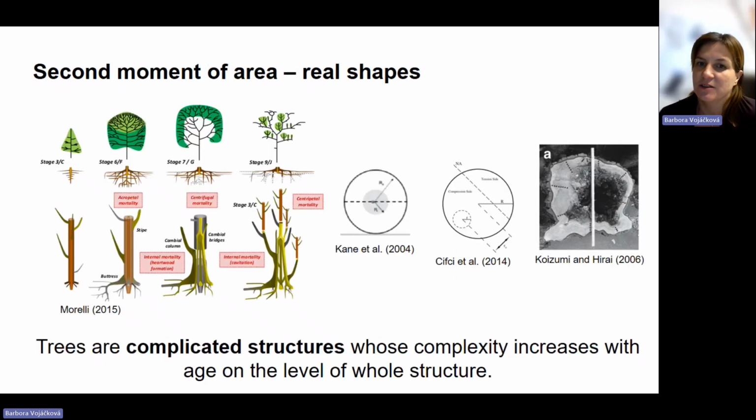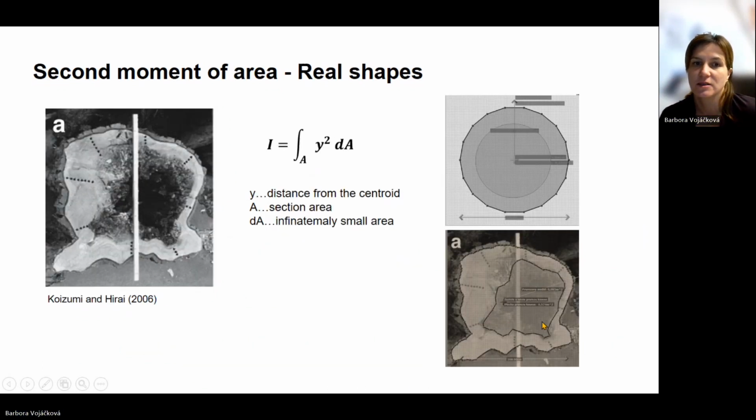But what about the real shapes? What's going on? It's good to know that when we have a young tree, the circle can be quite good enough for our analysis. But when the tree is growing older, it's more and more complex. The tree is a really complicated structure, and with this, the complexity of the cross-section is growing as well. And when we have a complex cross-section shape, it's hard to fit a circle on it.